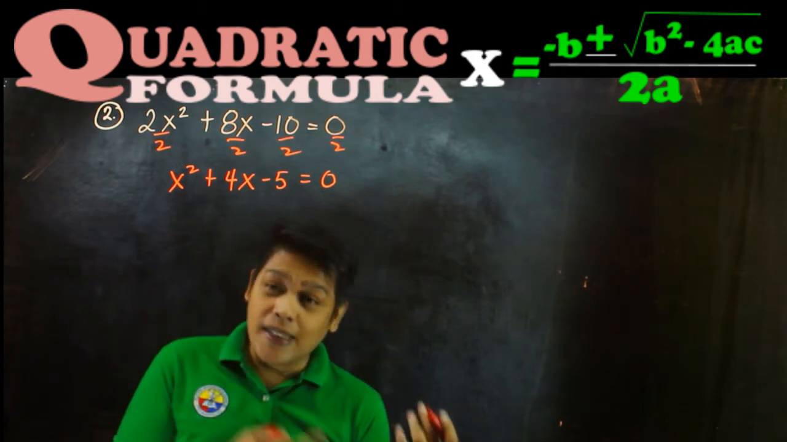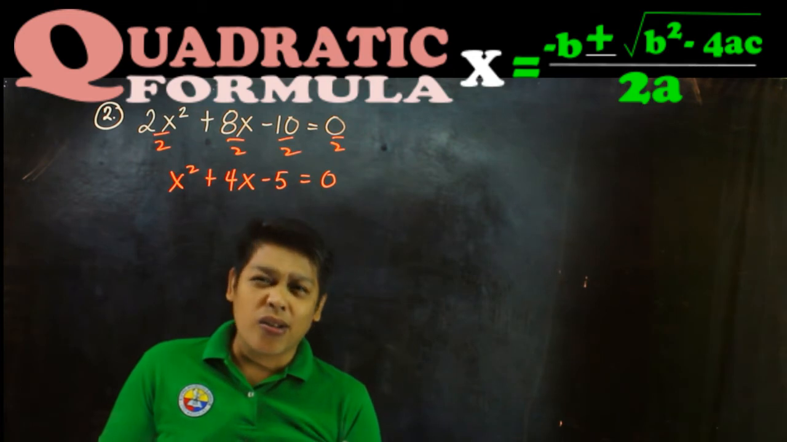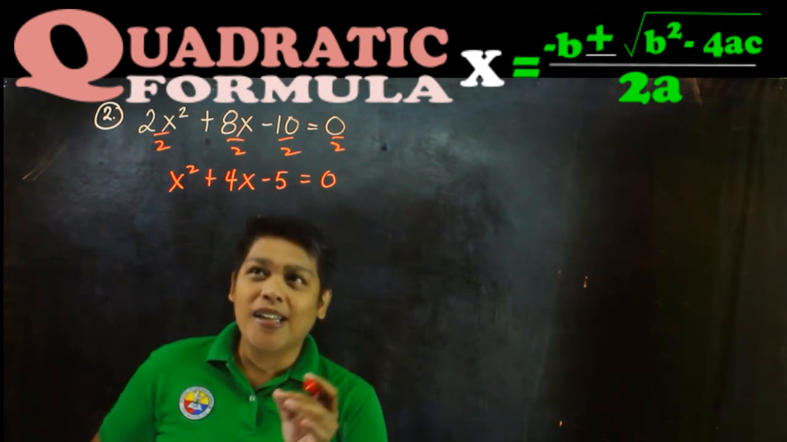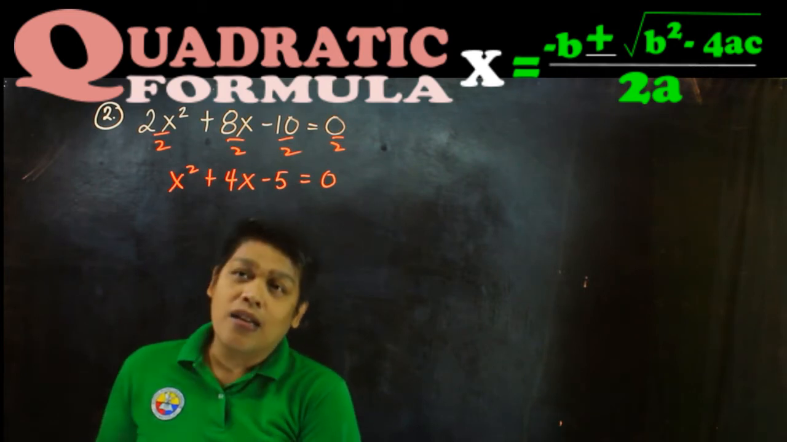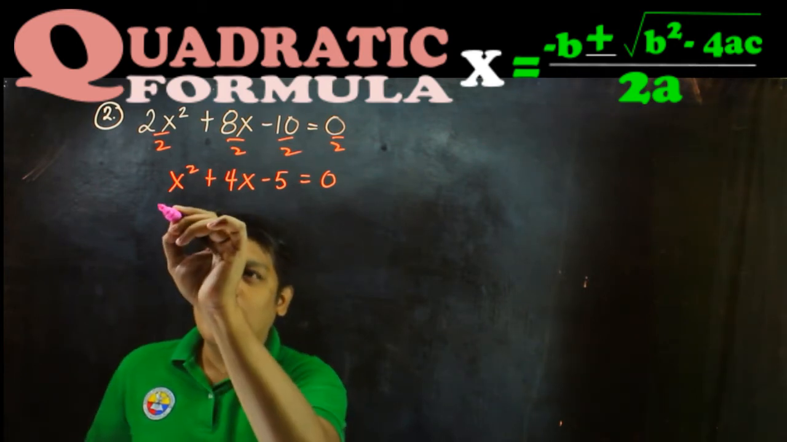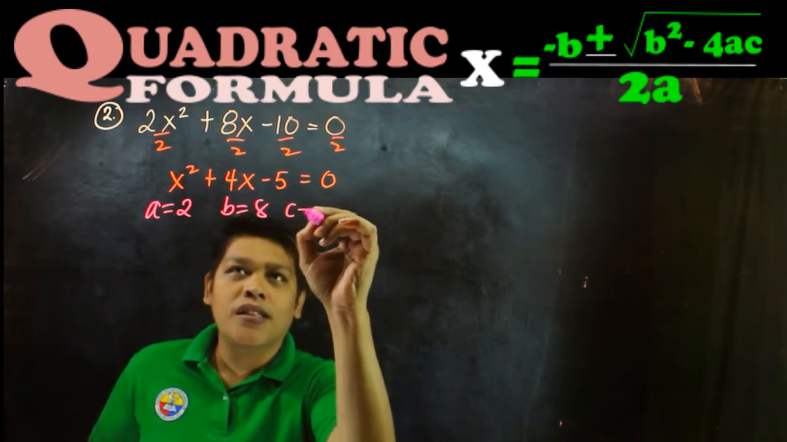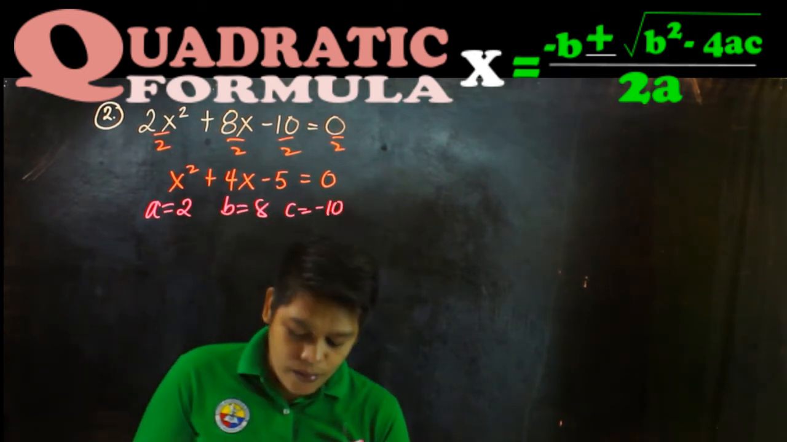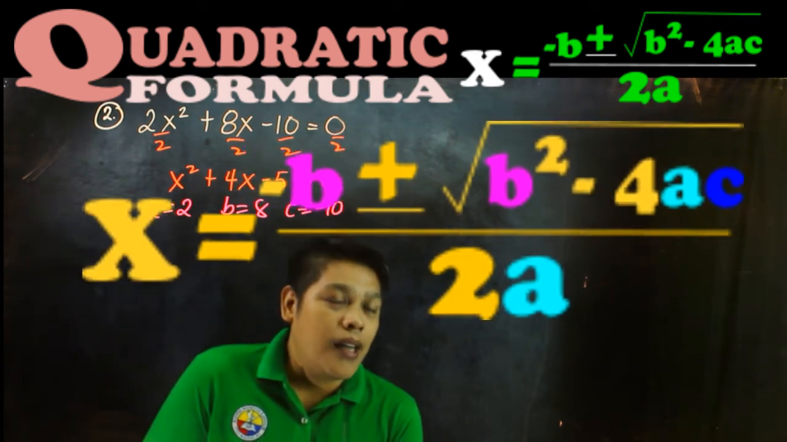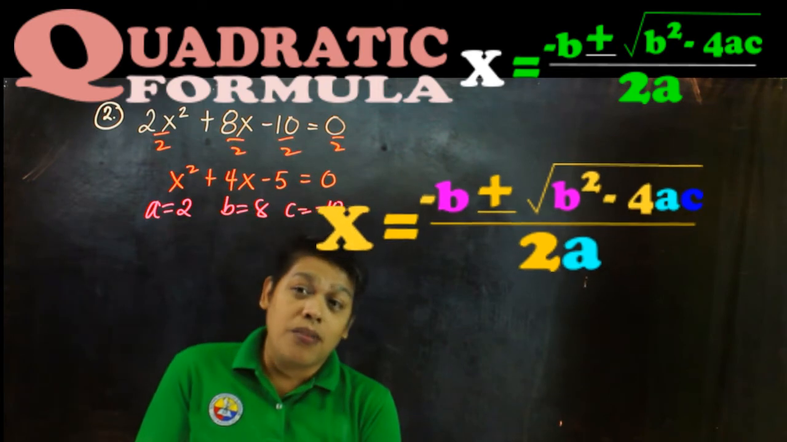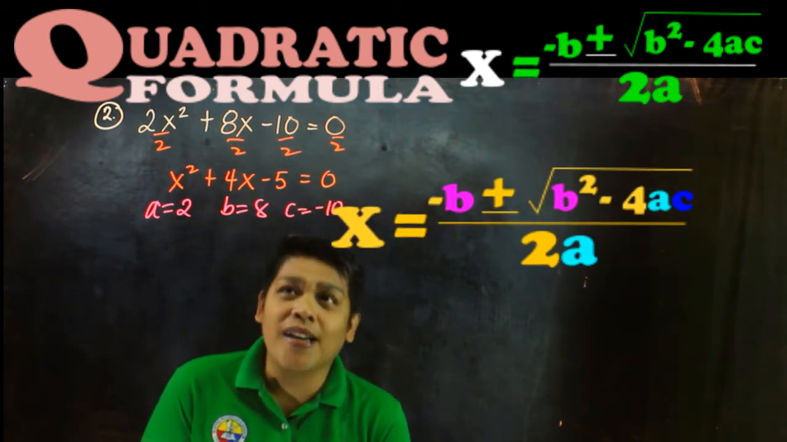Kasi ending nito, doon pa rin yung ating magiging roots. Ayun pa rin yung ating magiging sagot. So wag na nating i-divide. Pwede naman yun. So ang gagawin natin, yung a natin dito: a equals 2, b equals 8, c equals negative 10. So ito yung ating quadratic formula: x equals negative b plus or minus square root of b squared minus 4ac over 2a. Kung pwede, kabisaduhin nyo na.